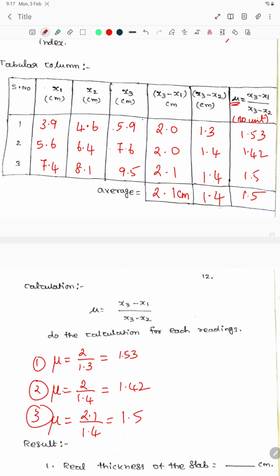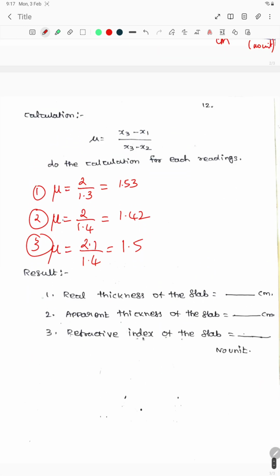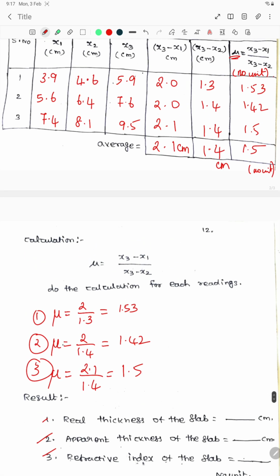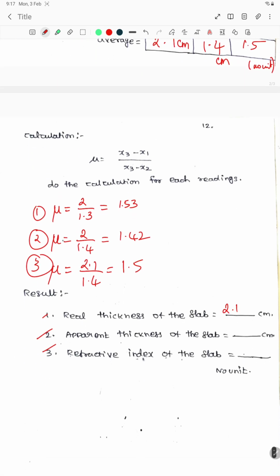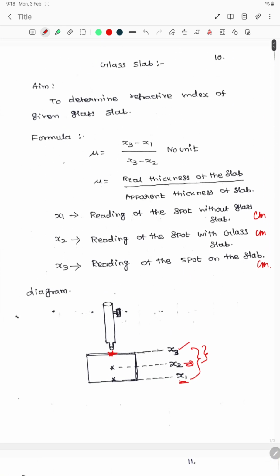These values will be written in centimeter, whereas the final reading will have no unit because it is refractive index. When you write the result, you have to write three results. The first result is the real thickness of the glass slab, which is 2.1 centimeter. Then the apparent thickness is 1.4 centimeter, and the refractive index is 1.5, with no unit. Is it clear, student? This is how you will be performing the calculation for the glass slab.